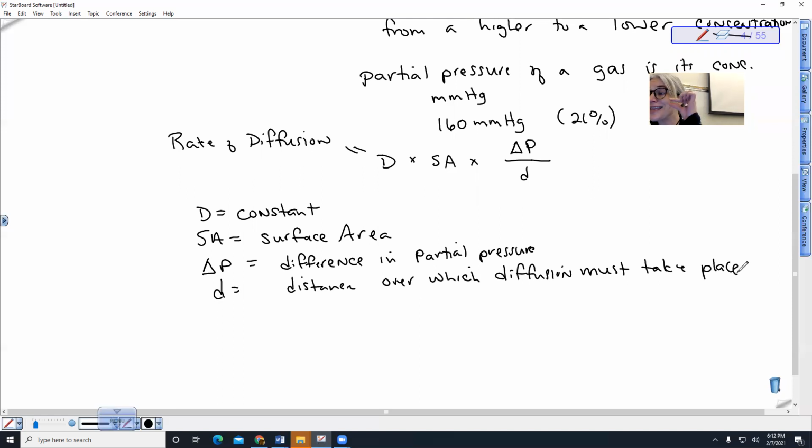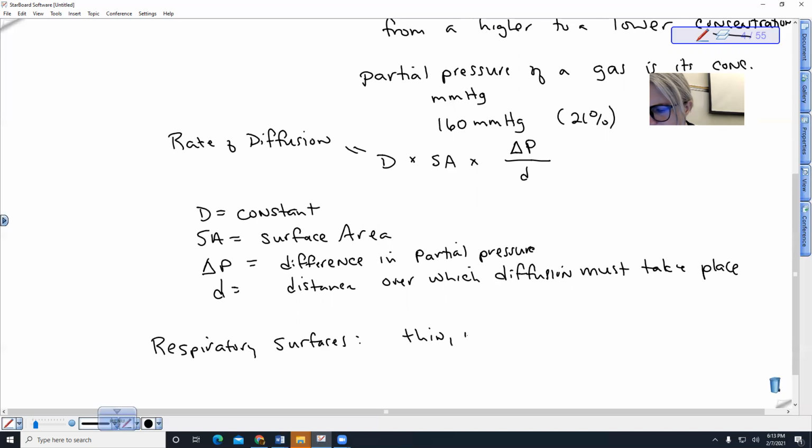So this is like the thickness of the membrane. If the membrane is thicker, if that value goes up, that is going to decrease diffusion. Diffusion is going to be much slower over a thick membrane than if it is thin. So that is why our respiratory surfaces, the respiratory surface characteristics, they are thin.